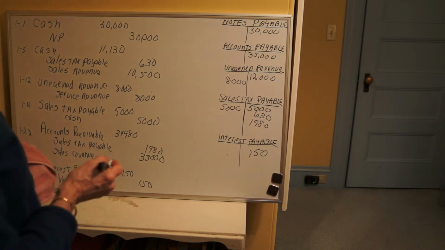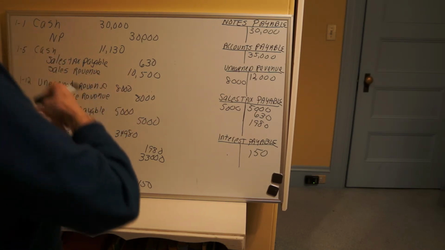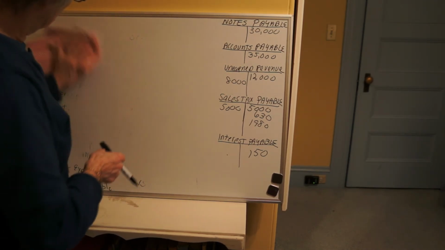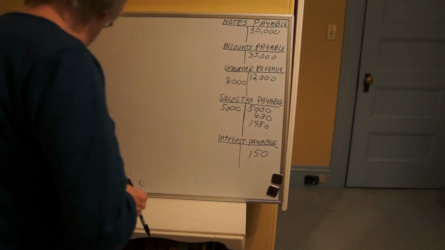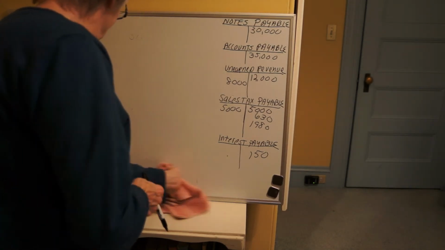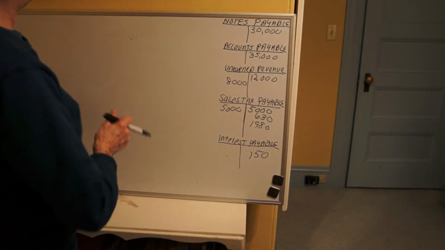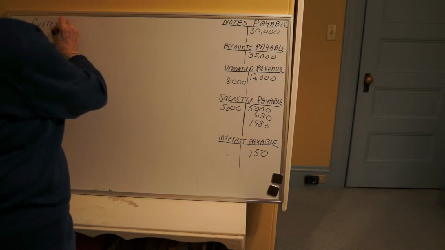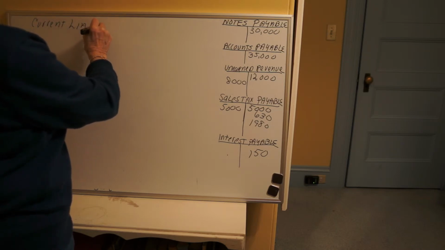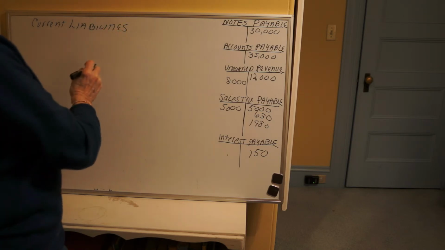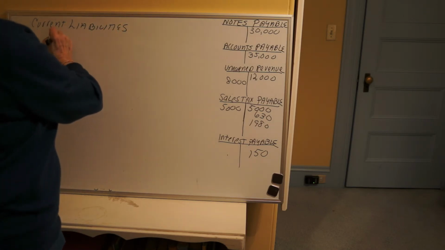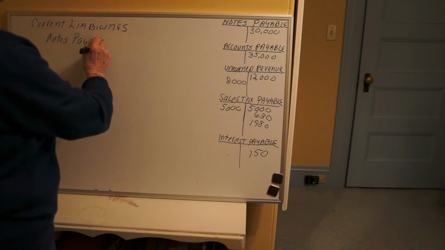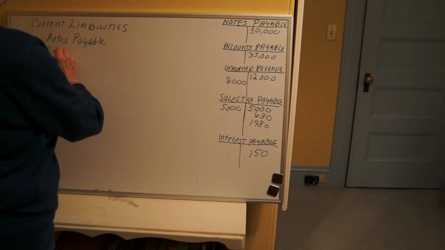Okay, so now we have all of our T accounts done, so we have the balances. And presuming that you have all of this down, we can now move on to do our current liabilities section. We would go current liabilities. Usually Wiley does the notes payable first and then the accounts payable.